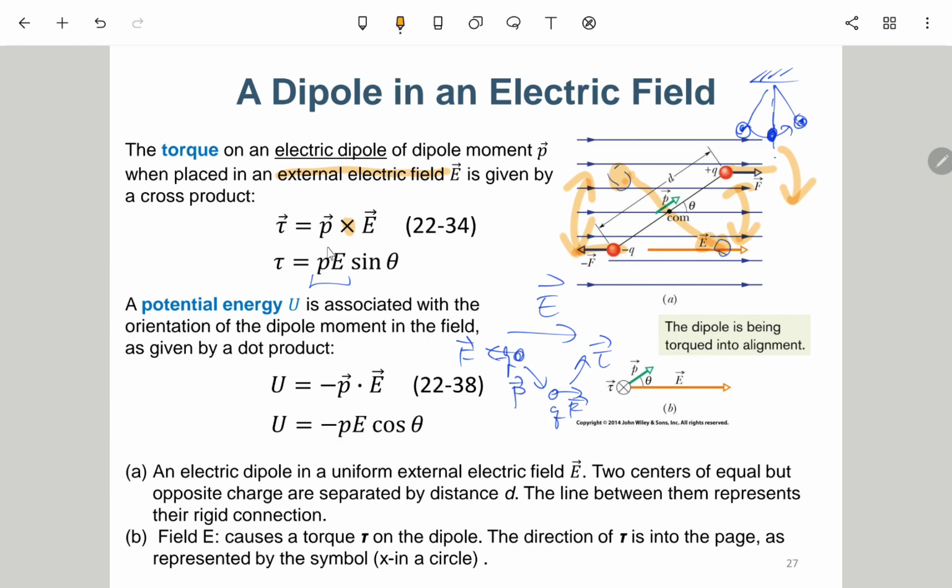Okay, and also the direction for the cross product is found using the right hand rule. For this case, P is pointing to the top right, and the E field is pointing to the right side. So using your finger pointing to the top right, and then rotating to the right side, your thumb will be pointing into the page.